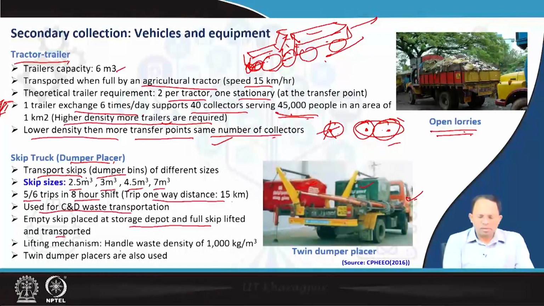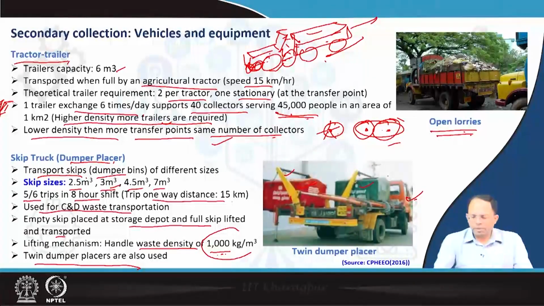The lifting mechanism should be such, as you can see over here, there is a lifting mechanism handling. This can handle waste of 1000 kg per meter cube density. So as per the volume and the density, the weight of waste will vary, and accordingly this has to have the capacity to lift waste of this kind of density for whichever size of vehicle we are considering. Twin dumper placers are also used, like in this image. That means 2 containers can be lifted into this particular vehicle.